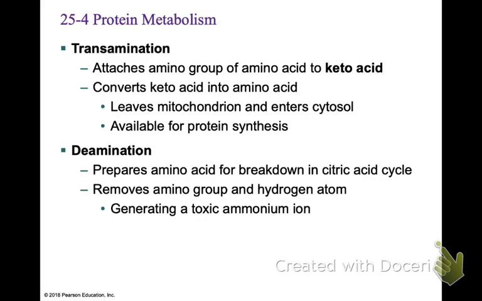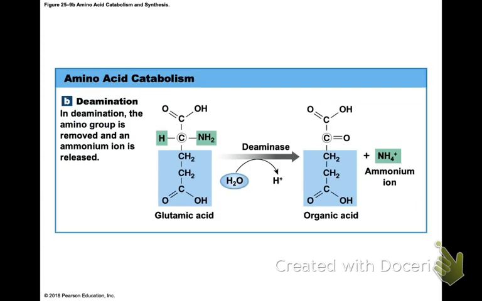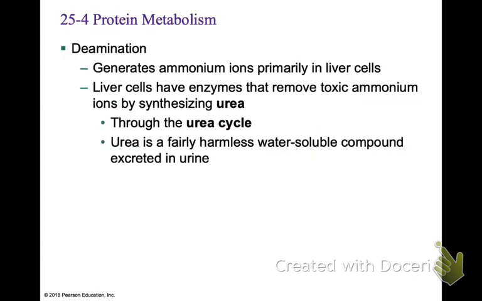So transamination is simply converting a keto acid into an amino acid, and that's just a way to make more copies of an amino acid you need for protein synthesis. Deamination is pulling the amino group off, but it creates ammonia, and then we're going to take that ammonia and convert it to urea. This is fairly harmless. If it builds up, it causes problems, but it's not nearly as bad as ammonia.